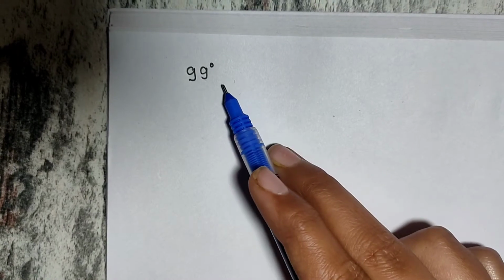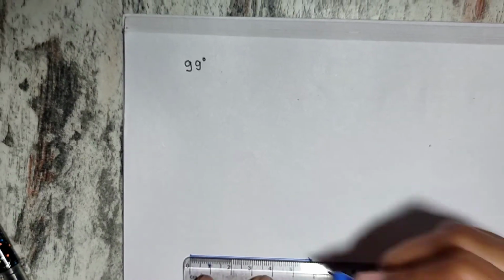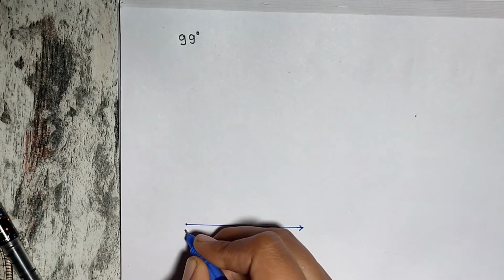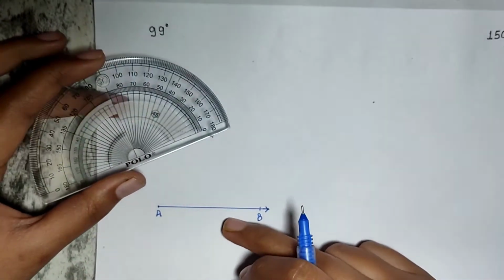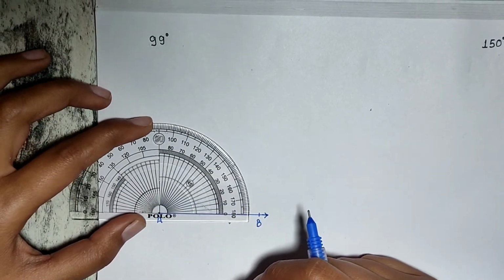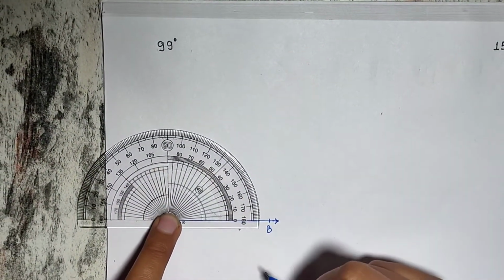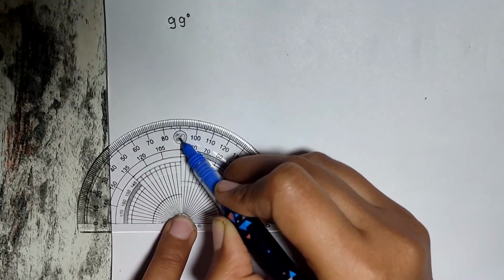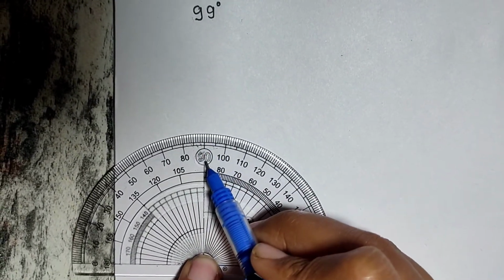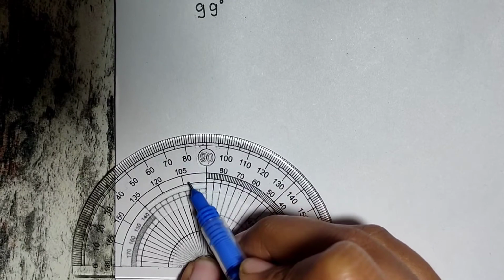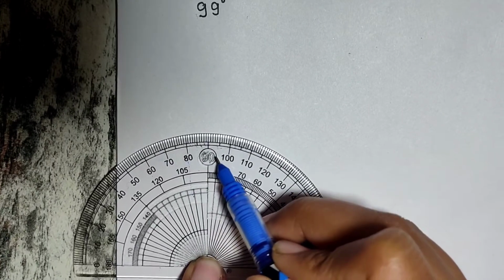Now next we have to draw an angle of 99 degrees. So again draw a ray. So here we have drawn this ray. Name it as AB. Now take your protractor and place it on this ray AB. Now as you can see here we have 90 degrees. We have to draw an angle of 99 degrees. So this is 90 and this ray is for 100. Between 90 and 100 we will get 99.